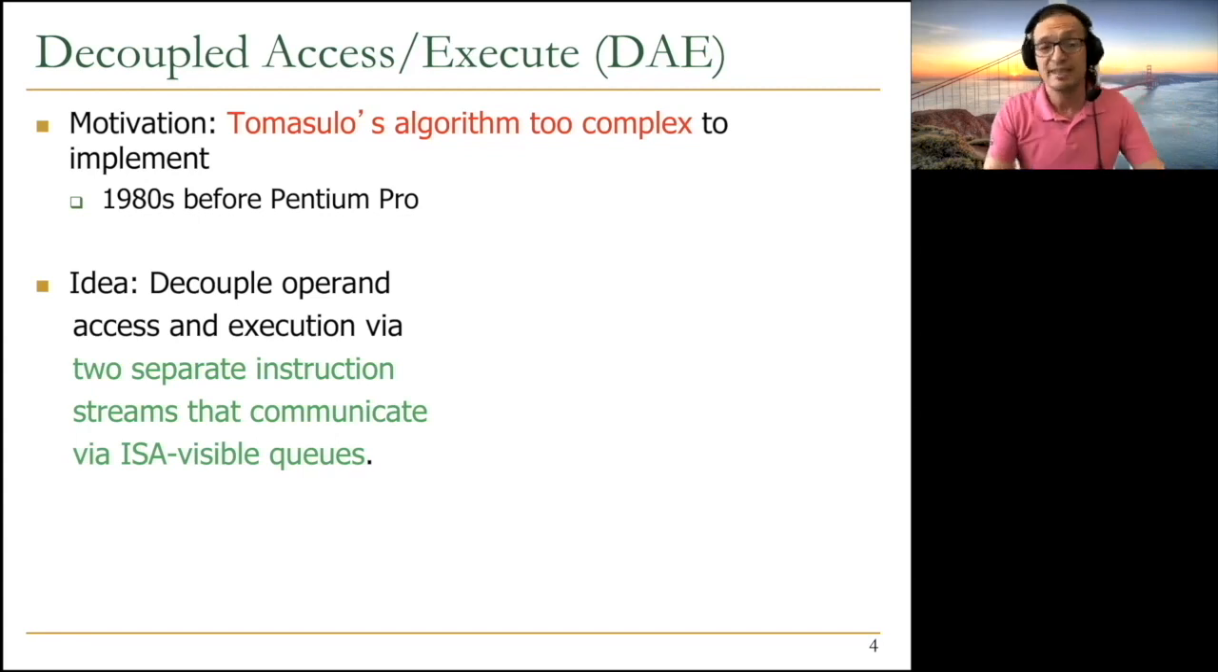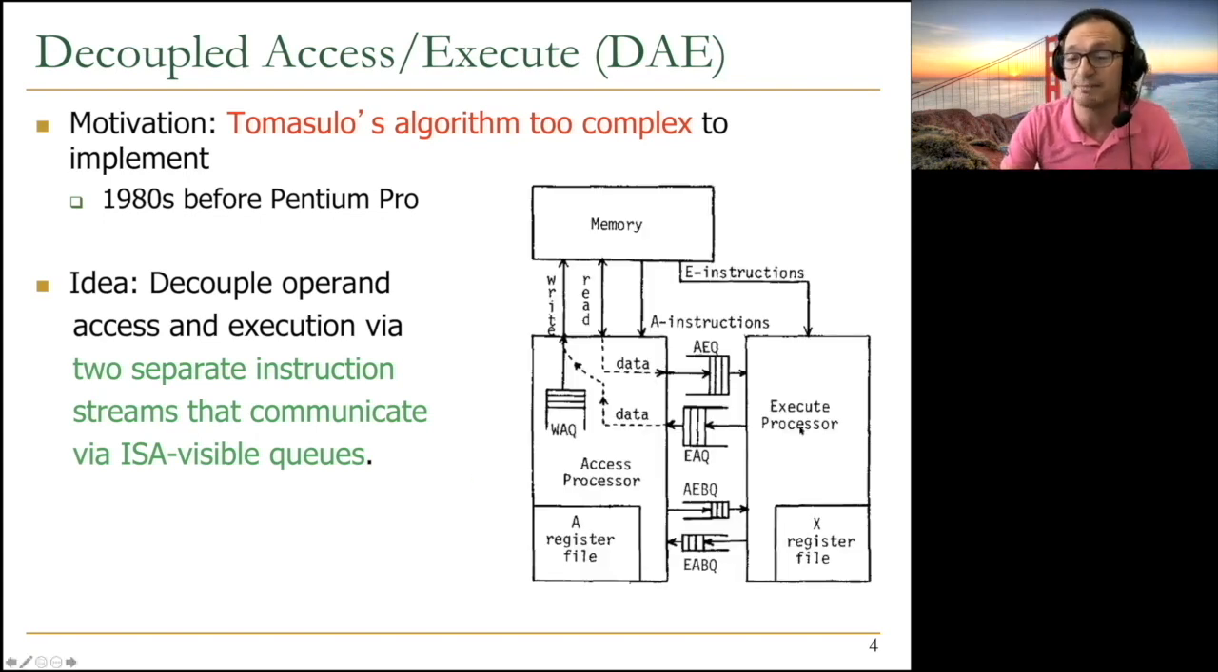Basically, the idea is to decouple operand access, or memory access, versus execution, computation, via two separate instruction streams that communicate through ISA visible queues. That's the basic idea. You look at a decoupled access execute system: you have an access processor and an execute processor. The access processor's task is just to get memory data and supply it to the execute processor. The execute processor's task is to give the addresses that it needs to the access processor. And they basically communicate through these queues.